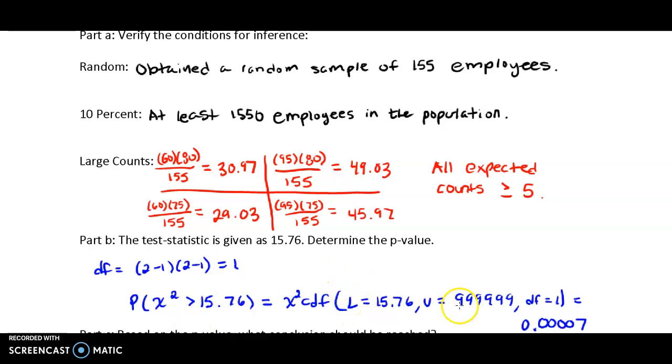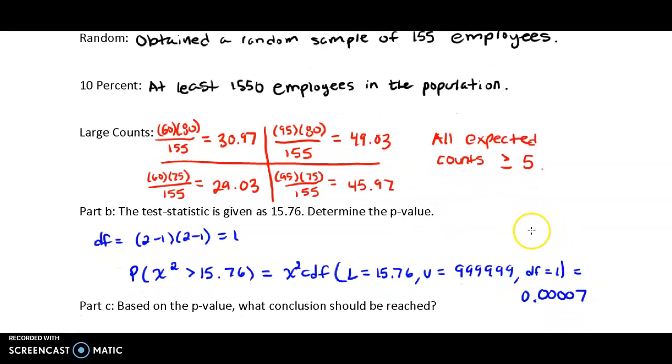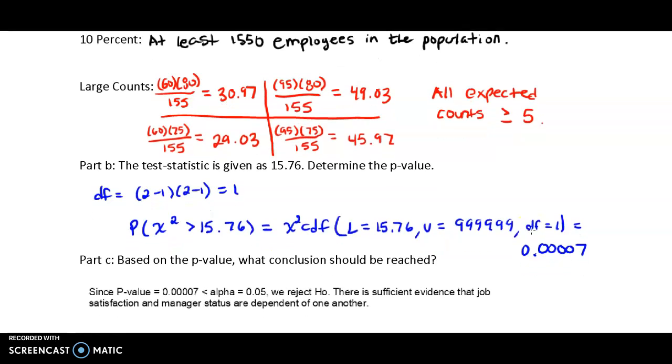So we've got this here. We get a p-value of about 0.00007. Based on the p-value, what should be concluded? Well, since the p is low, we reject the null hypothesis. So there is sufficient evidence that job satisfaction and managerial status are dependent on one another.